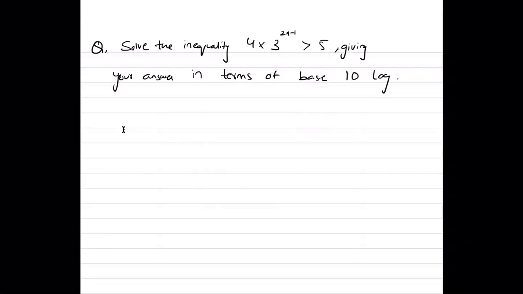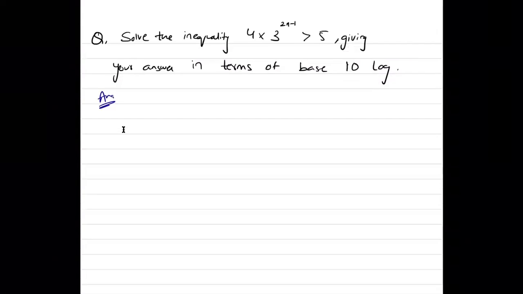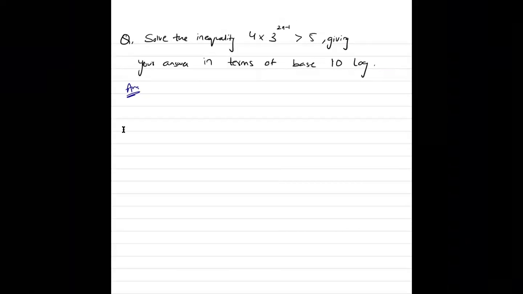So is it half times LG 5 over 4 divided by LG 3 plus 1? Okay, let's find out. If I solve this now, my first step would be to take 4 and divide it on the other side. So I'm going to be left with 3 raised to the power of 2x minus 1 greater than 5 upon 4. This is where I'm going to take LG, LG meaning log to the base 10.